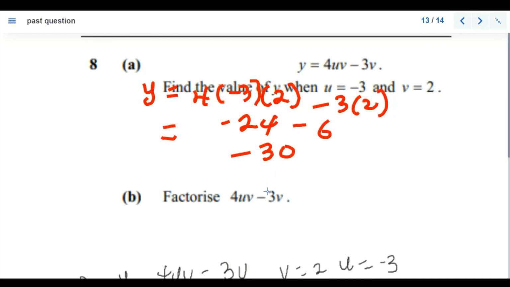Now, what is the common factor that is there? The common factor we can see here is v. So we are bringing v out of the bracket and we are bringing the other values in 4uv minus 3v inside the bracket. So we have v outside the bracket. v is the common term. So what is left here after we have taken v from 4uv? We have 4u. So minus 3v. That is, we have 3.